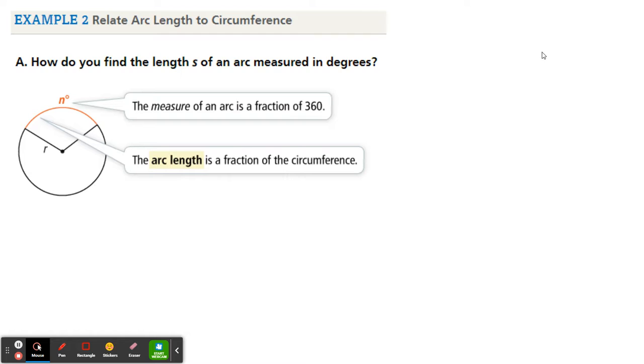Okay, so that's our talk of arc measure, right? So now we want to use arc measure to find arc length. So example 2, relate arc length to circumference. How do you find the length S of an arc measured in degrees?